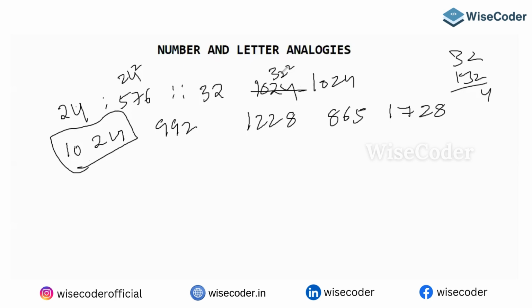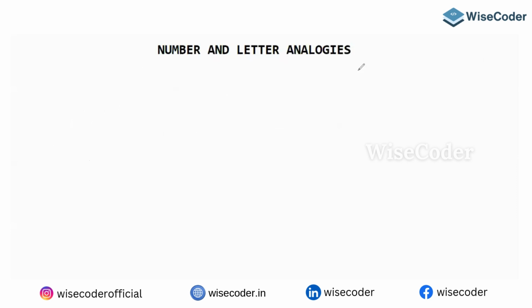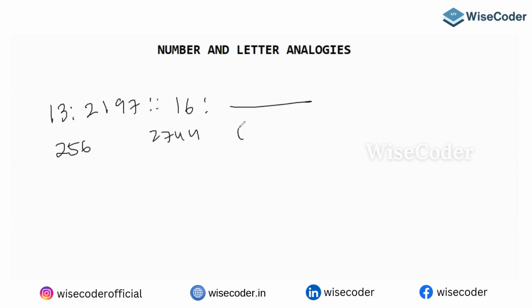Okay, next question. 13, 2197, 16, dash. Your options are 256, 2744, 4096, 3378, 3375. So guys, this is 13 and this is 13 cube.